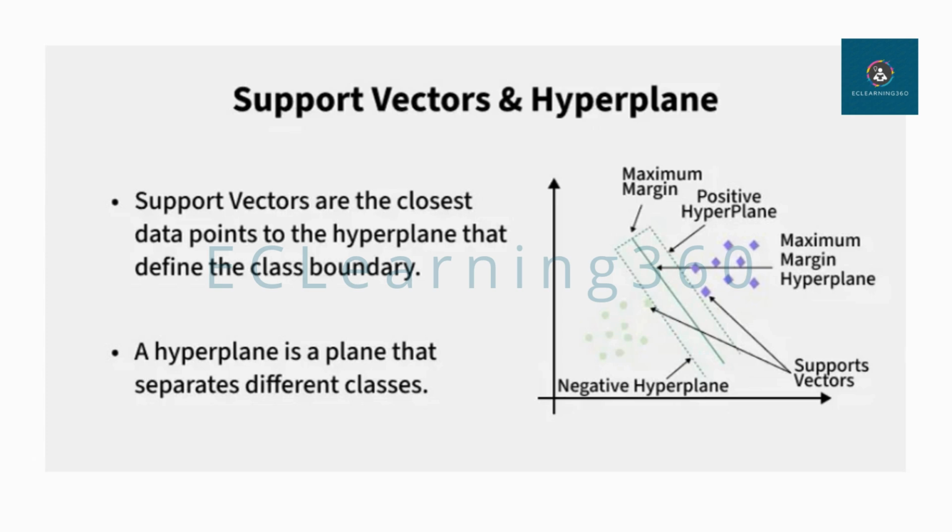This concept is fundamental to understanding how support vector machines work, as they aim to find the optimal hyperplane that maximizes the margin, the distance between the support vectors and the hyperplane itself. This maximization improves the model's generalization ability. So, in essence, the support vectors and the hyperplane work together to create a robust and effective decision boundary, which is at the heart of what makes support vector machines a powerful classification tool.